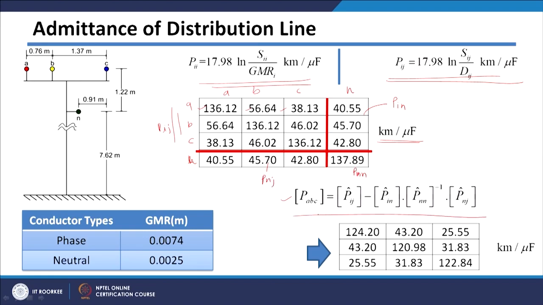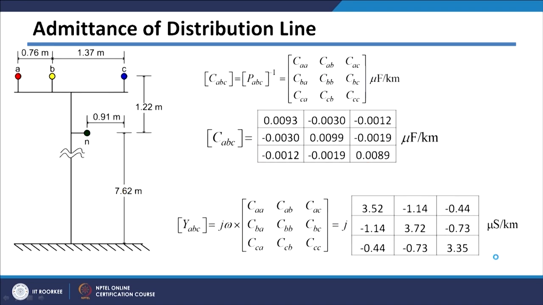And using this matrix operation we can get the phase potential coefficient matrix which is given by this, and after getting the inverse of this potential coefficient matrix, that is nothing but the capacitance matrix. So, I just got the inverse of this matrix, and then we can calculate shunt admittance by multiplying this capacitance matrix by j omega. So, your shunt admittance matrix will be given by this. So, this is how we calculate admittance matrix of your distribution line. It is also 3 by 3 for 3 phase system.